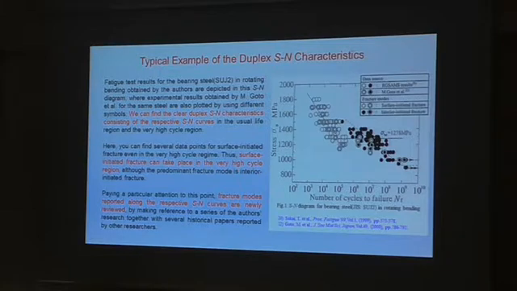Here you can find several data points for surface-initiated fracture, even in the very high cycle regime. Thus, the surface-initiated fracture can take place in the very high cycle region, although the predominant fracture mode is interior-initiated fracture.